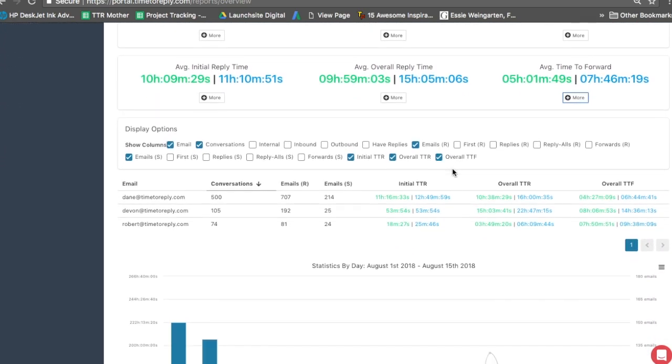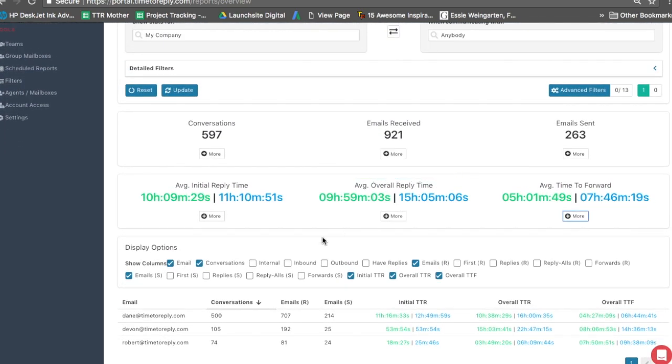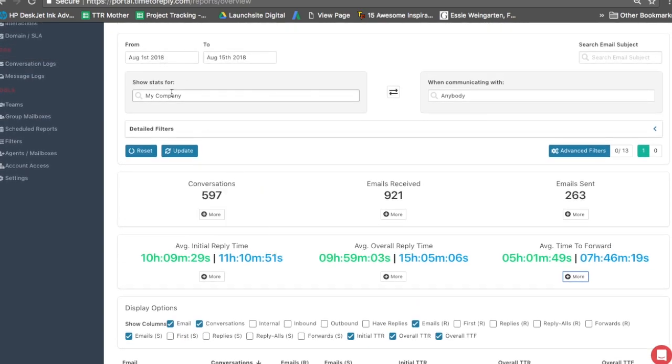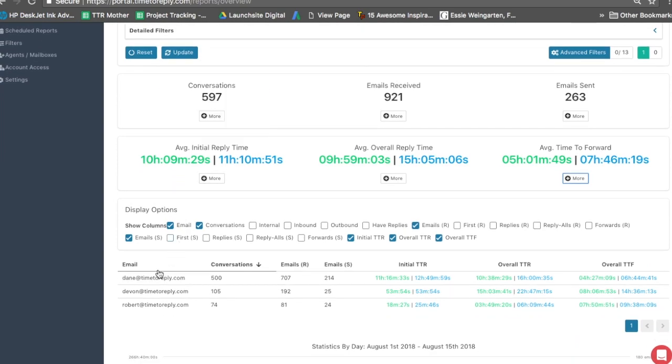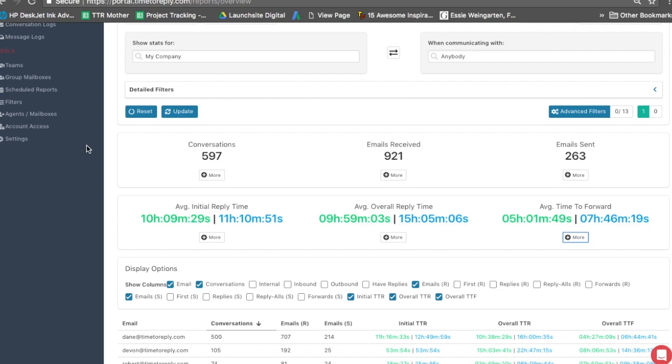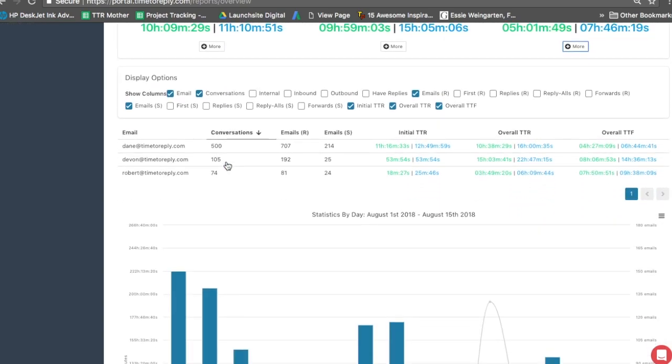All right, then the next thing that we are going to look at is, if we had to change, we're looking at showing stats for my company. So in the table below, you'll notice that all of the email addresses that appear there are email addresses that have been added to Time to Reply for tracking.